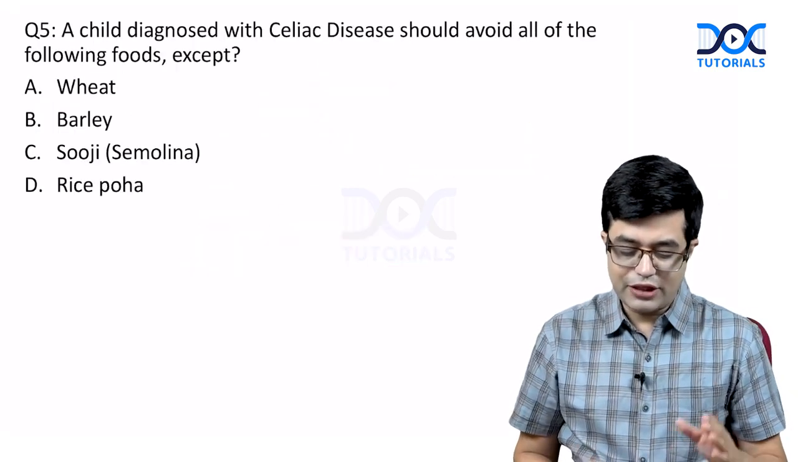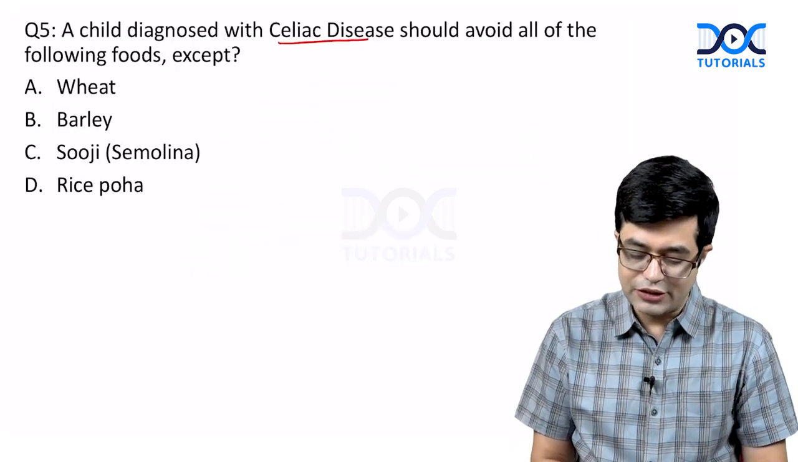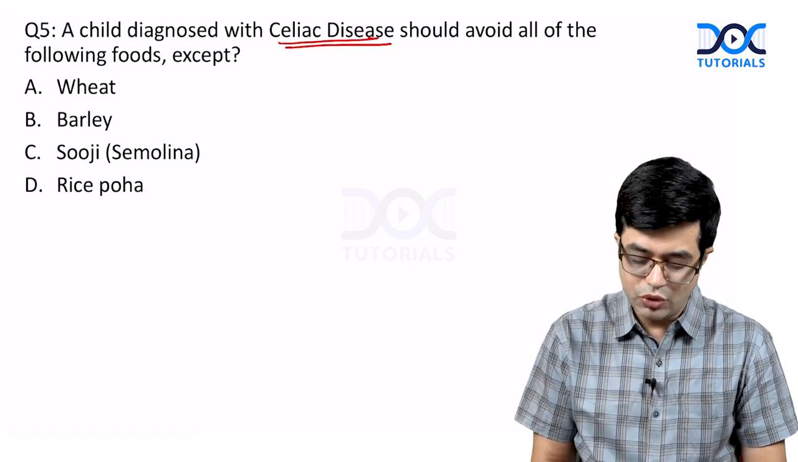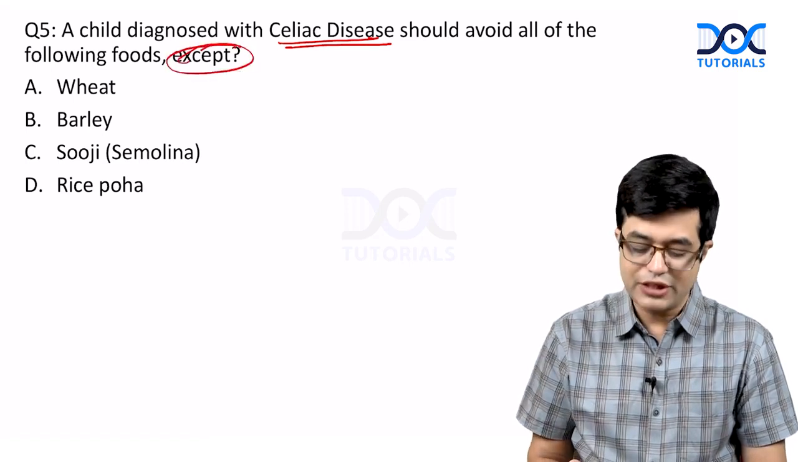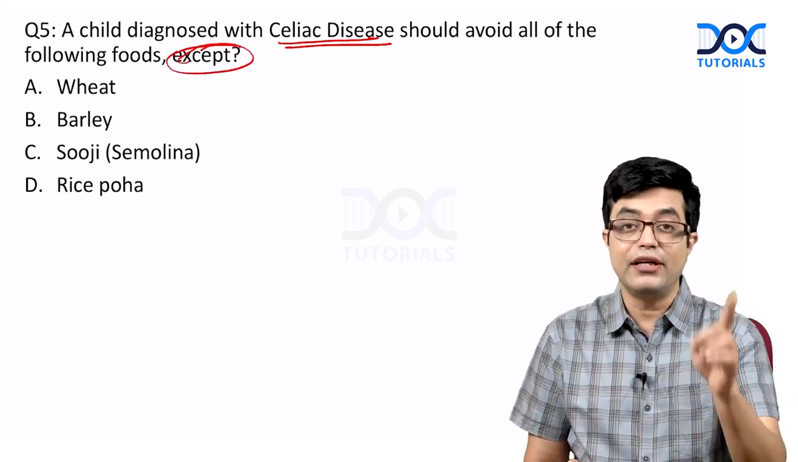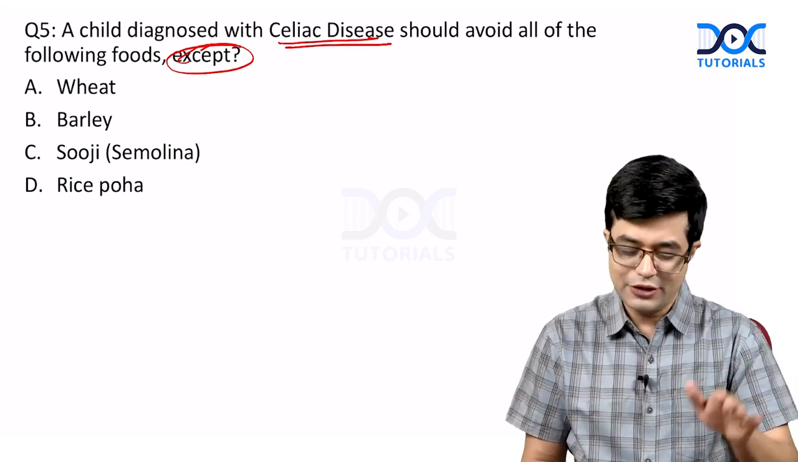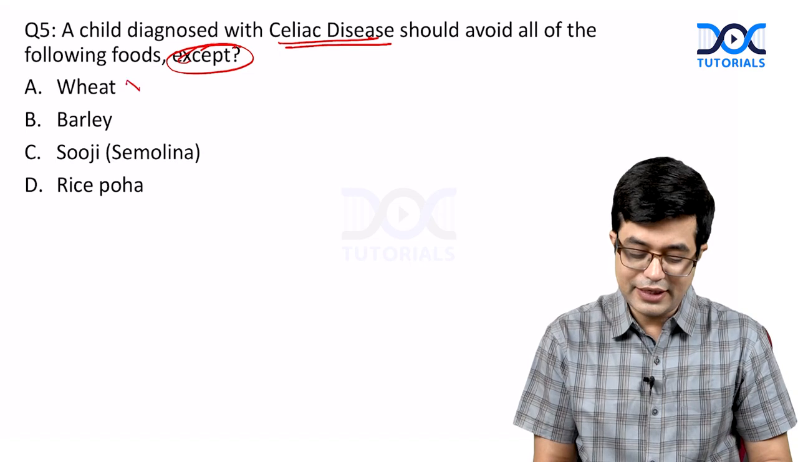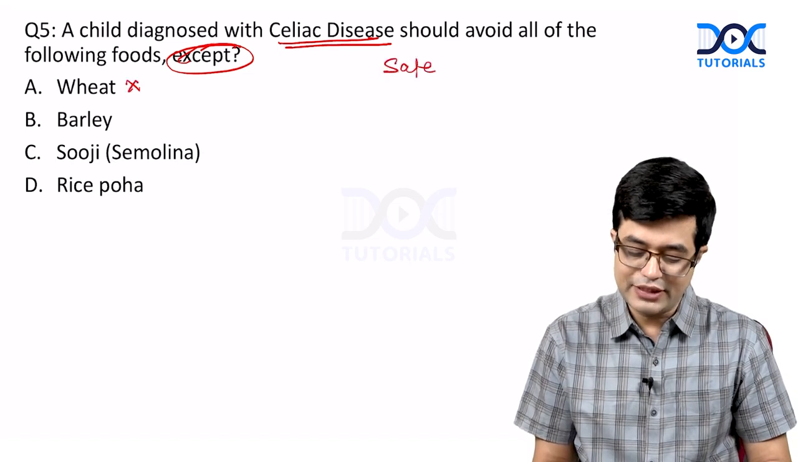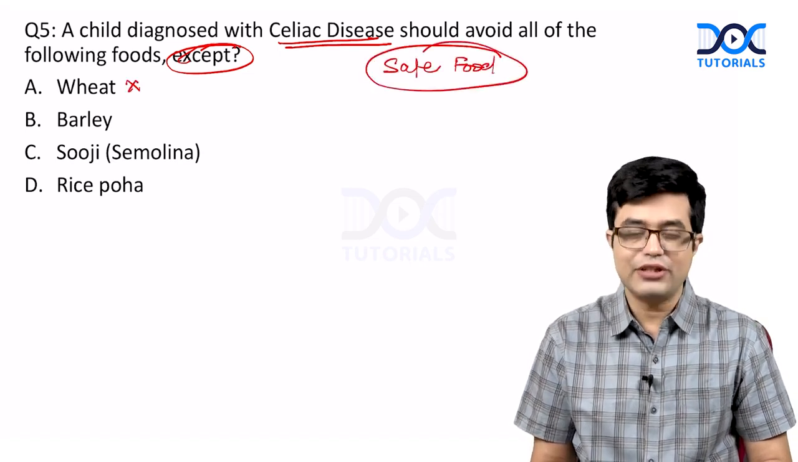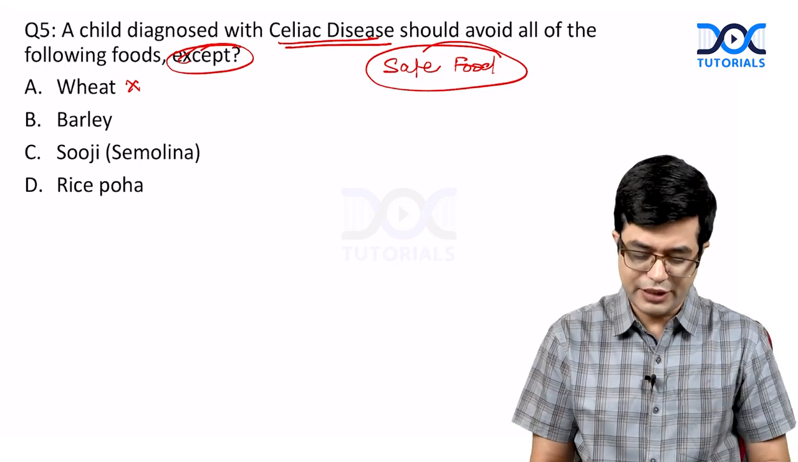Next, question number 5. A child diagnosed with celiac disease should avoid all of the following foods except. So this question is asking about celiac disease, wheat allergy, gluten sensitive enteropathy. So wheat based things cannot be used. So wheat cannot be the answer. They are asking what is the safe food? This question is asking you the safe food which is to be given.